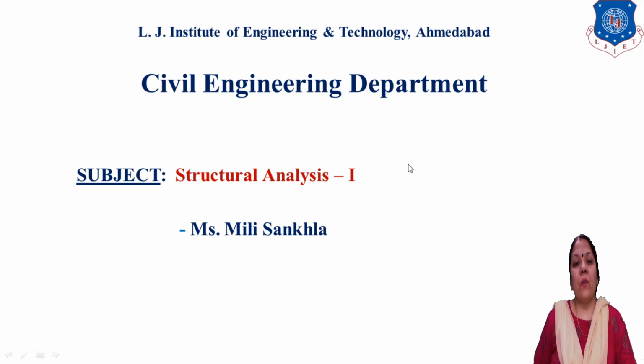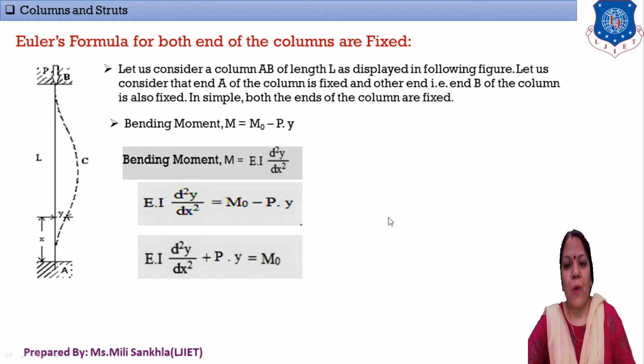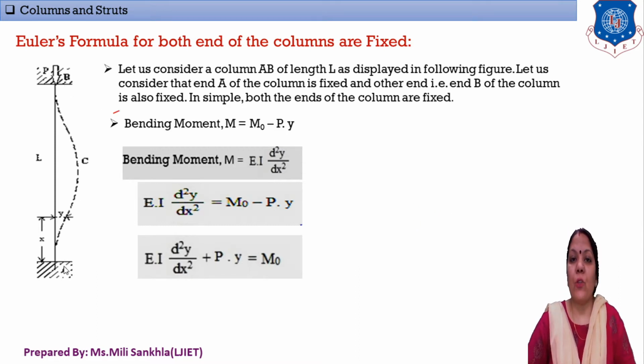We continue with our topic column and strut, and today we derive another derivation, that is for when both ends of the column are fixed. Now here I take a figure. In this figure, both ends of the column are fixed, and for that we derive our Euler's formula. If both ends of the column are fixed, in that condition, first of all, look at this: this is our fixed end and this is also our fixed end.